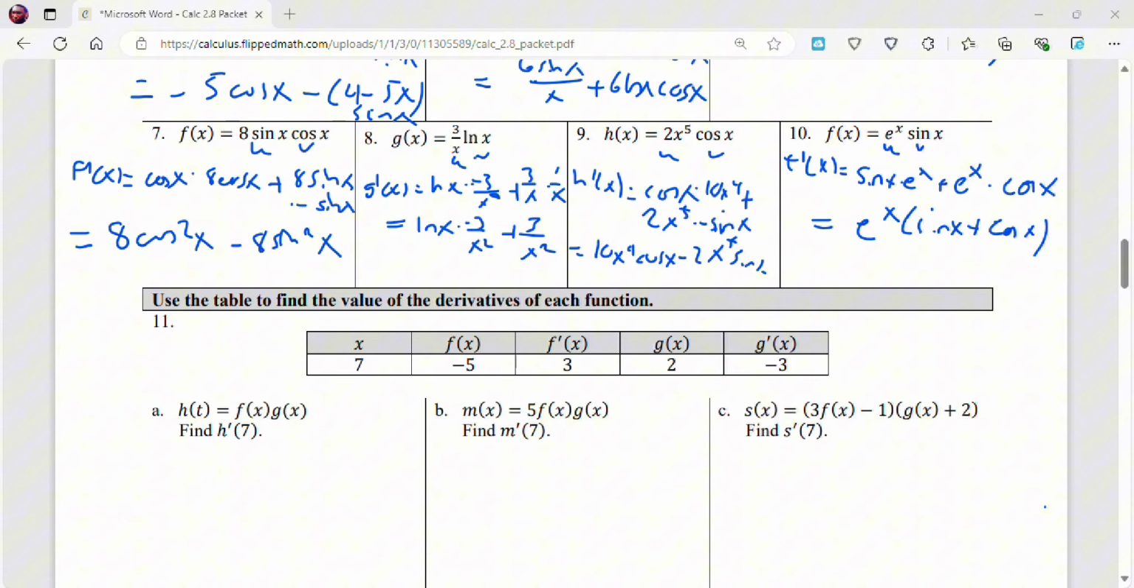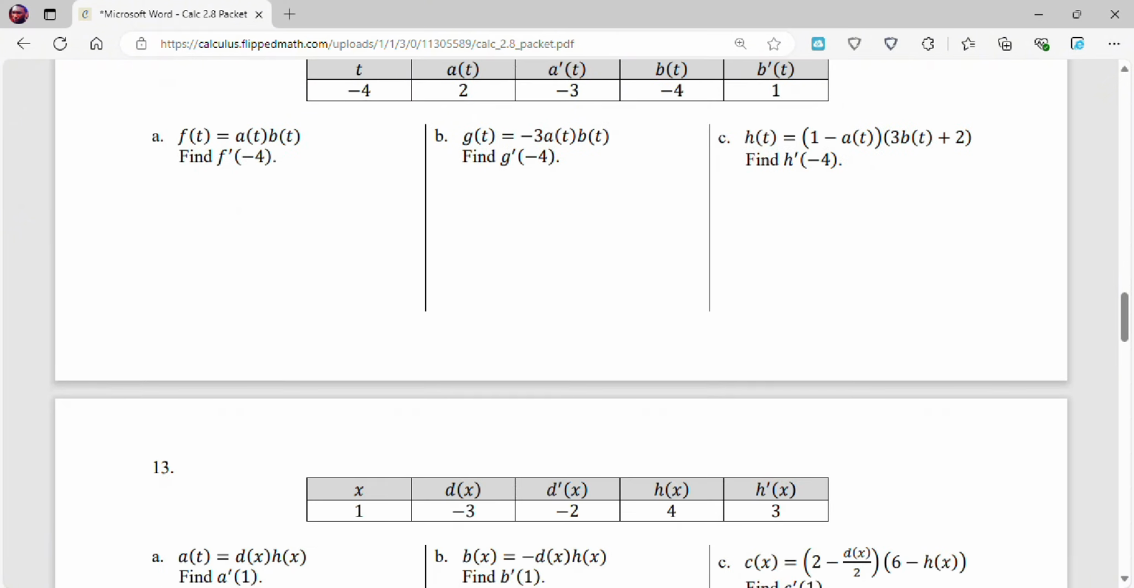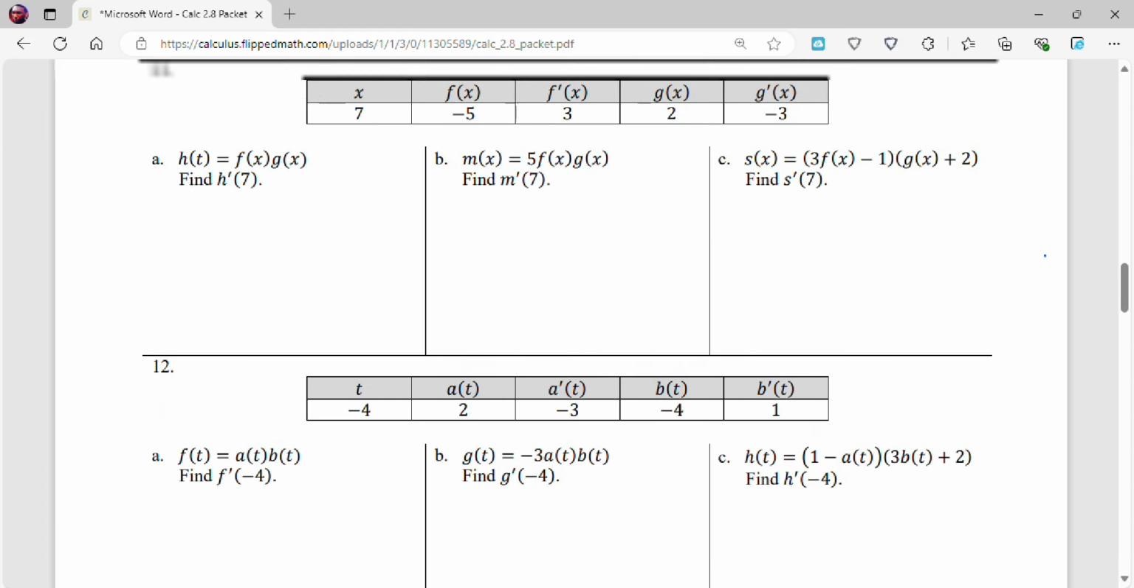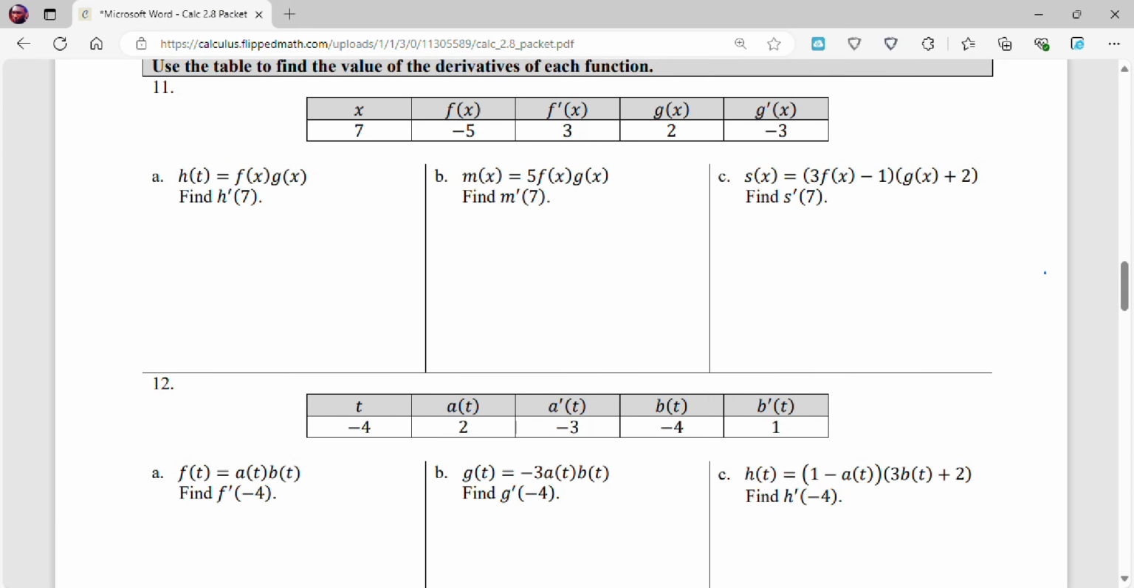Next questions, we have some tables, and we're given some functions, and we're going to find the derivative using product rules and evaluate at that point.